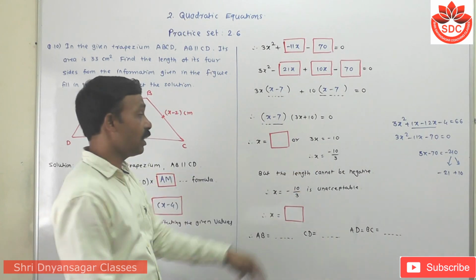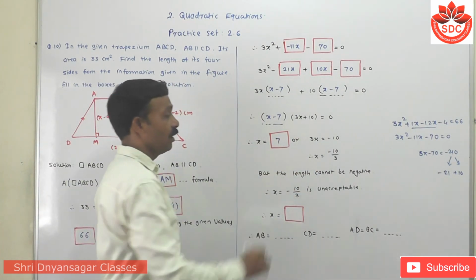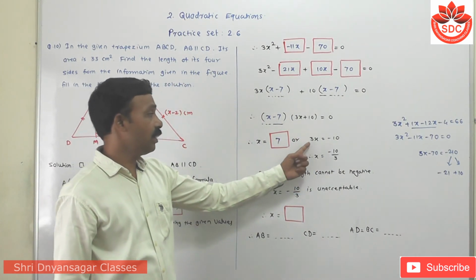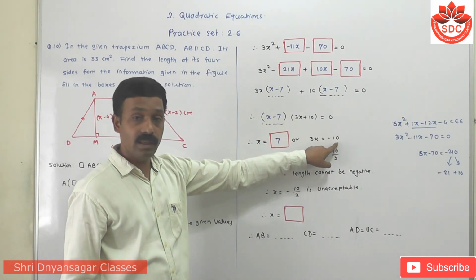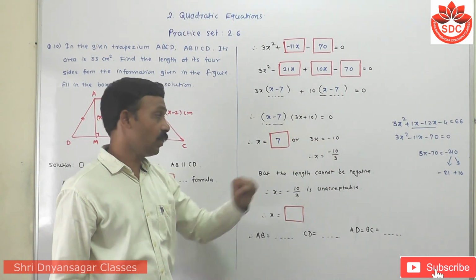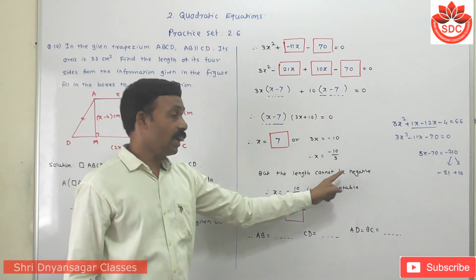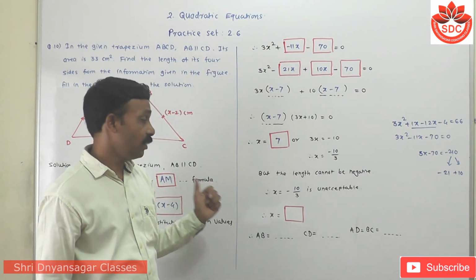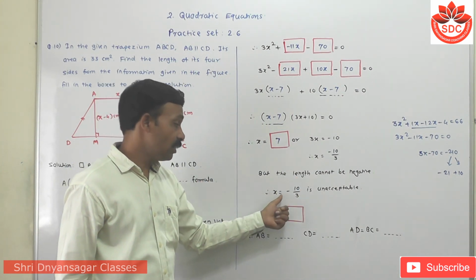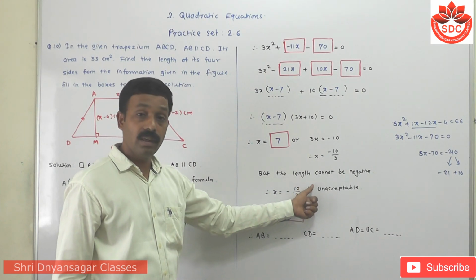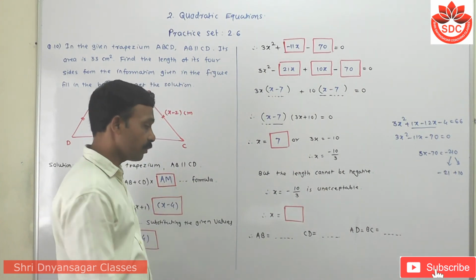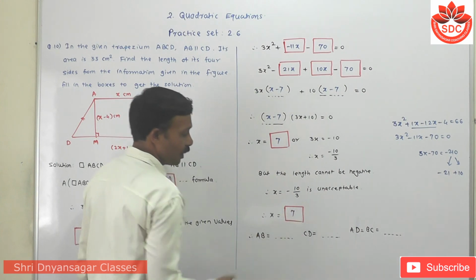Transpose this 7 to the other side. Directly here write plus 7. Then 3x is equal to minus 10. Then x is equal to minus 10 upon 3. But the length cannot be negative. We have to find out here the length. So x is equal to minus 10 upon 3 is unacceptable. Therefore, x is equal to 7.